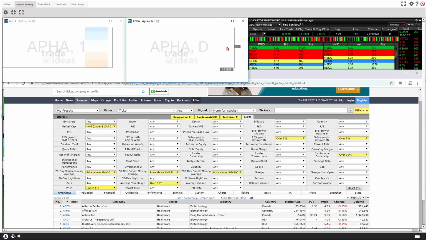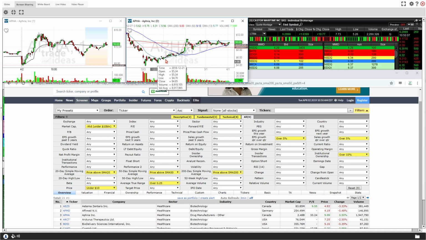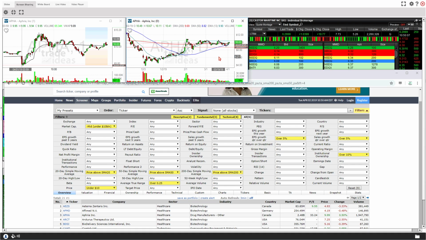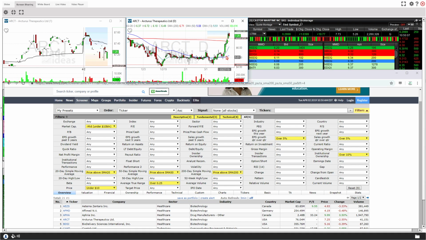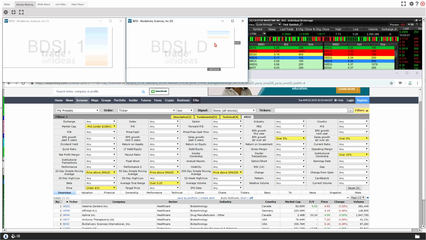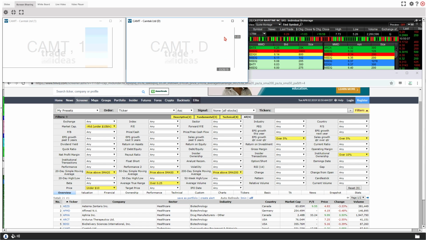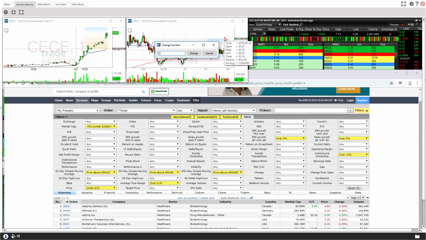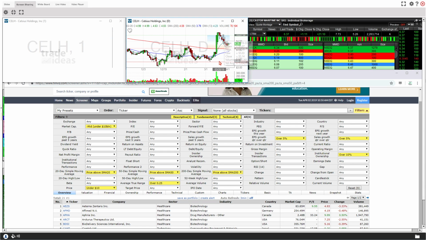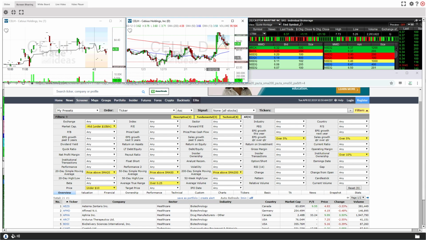Again, 285 all the way up to 418 in a few months. APHA, not bad. $4 all the way up to $10 in a few months. ARCT, not bad for a swing. $5 all the way up to 725. BDSI, not bad for a swing. So look at all these uptrends forming these beautiful swing patterns, guys. And this is just from having the right scan. Just from having some right scans.